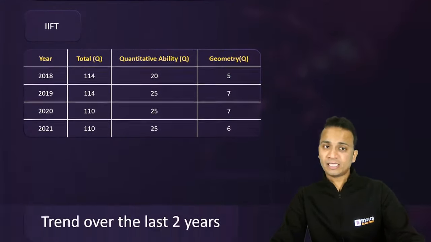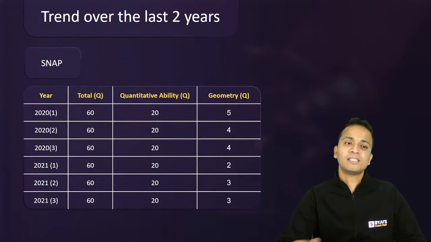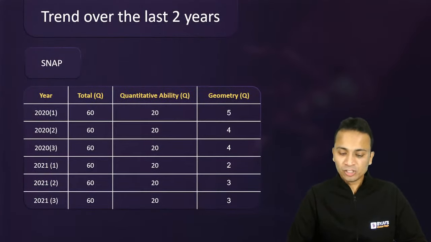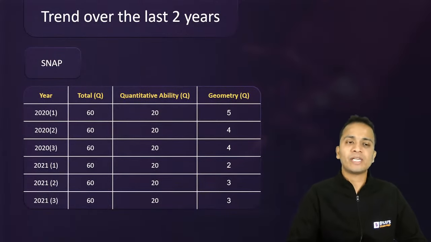Okay, so Himanshu, let's see, देखते हैं. So SNAP, this is the trend of SNAP. So Himanshu, पिछली बार एक ही क्वेश्चन नहीं आया था ज्योमेट्री में से. So this is the trend of the last 2 years as far as SNAP is concerned.